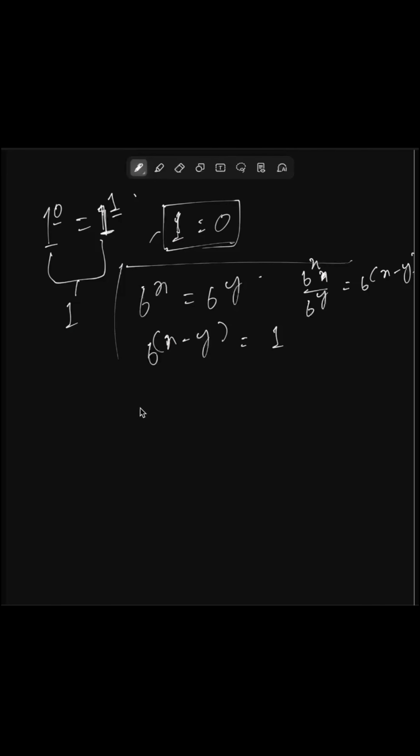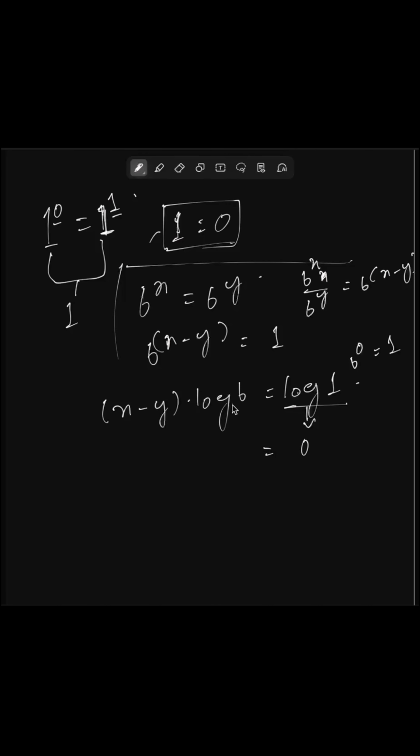And now we are going to take log on both sides of the equation. So this becomes x minus y multiplied by log b equals log 1, right? Now, for log 1, we have b to the power 0 equals 1, right? Now, if anything raised to the power 0 equals 1, then log 1 is going to be 0.